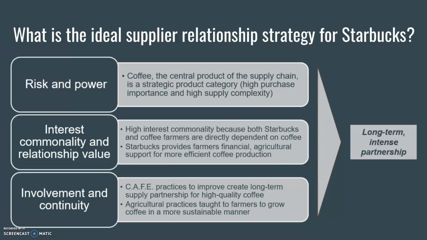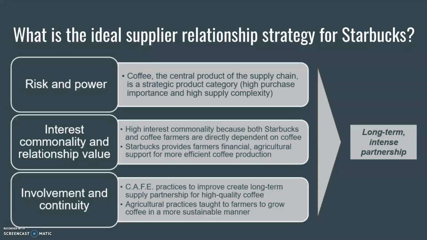Then, the second one, which is interest, commonality, and relationship value, can be explained because the purchasing company, which is Starbucks, and the farmers are both directly dependent on coffee, and Starbucks provides the farmers lots of support so their production becomes more efficient.